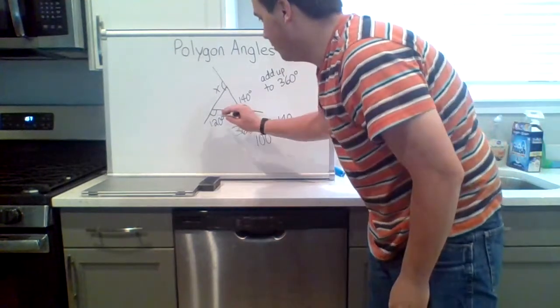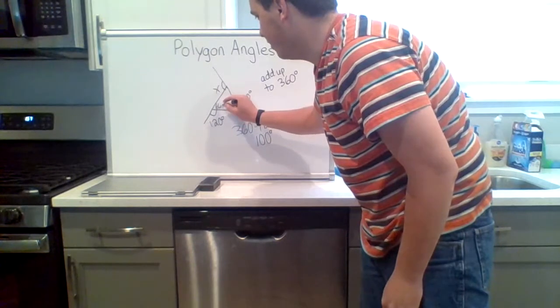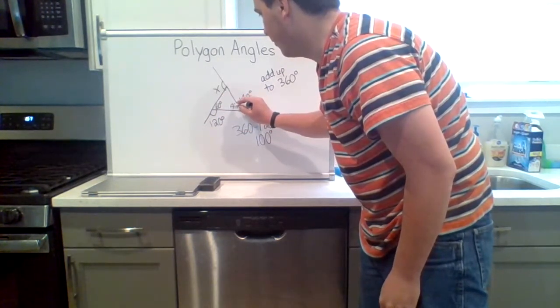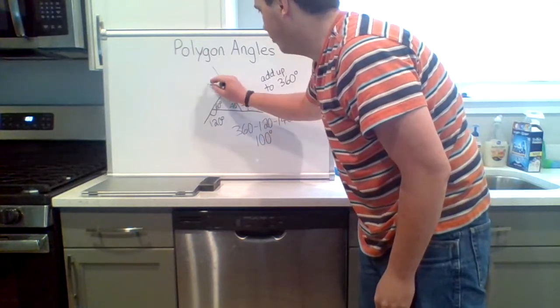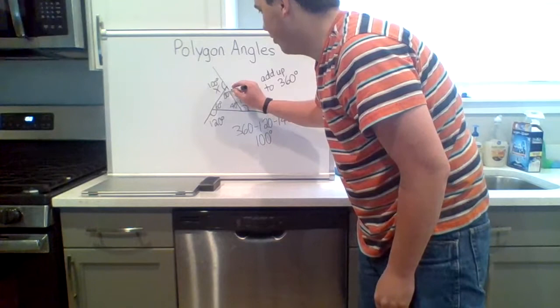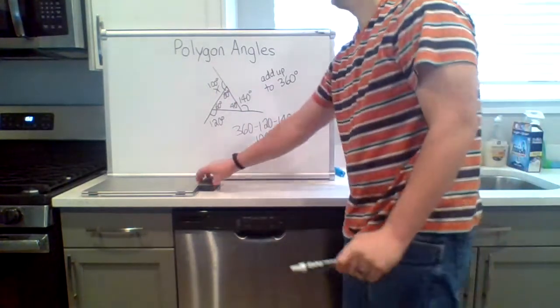And if you care, you should know that 120 leaves this to be 60 because it's 180, and this would be 40 to make 180, and this is 100. That will leave 80, and those are all the angles of that triangle, interior and exterior.